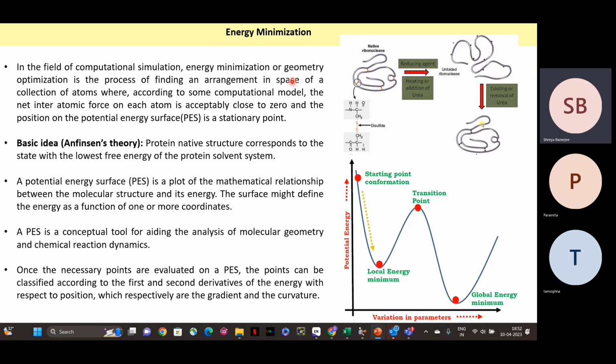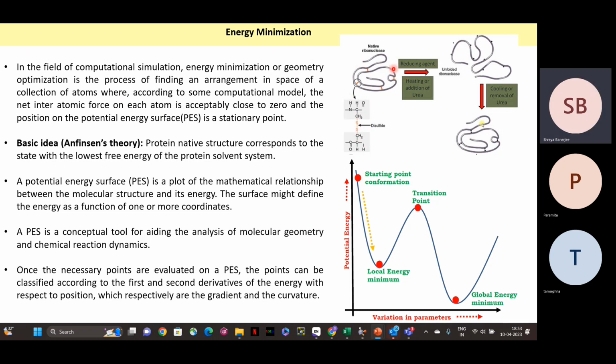This is the result of the energy minimization. It is based on a theory called Anfinsen's theory, which states that the protein native structure corresponds to the state with the lowest free energy of the protein solvent system. So Anfinsen had done an experiment. He had taken a native ribonuclease, which had different disulfide bonds. If you look at these bonds here, these are the disulfide bonds, 4 of which are shown in this diagram. Disulfide bonds are formed between 2 cysteine residues.